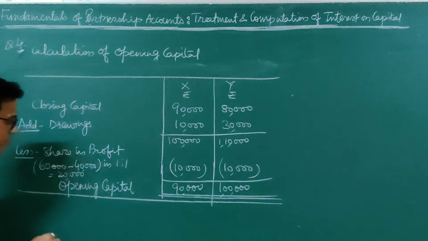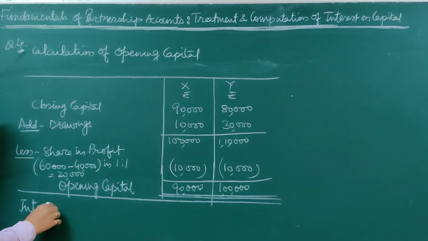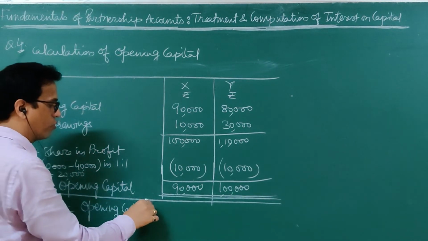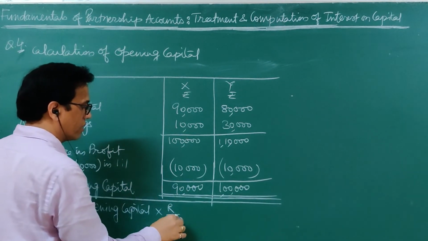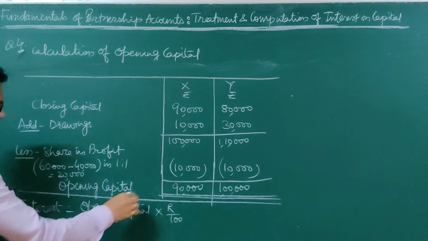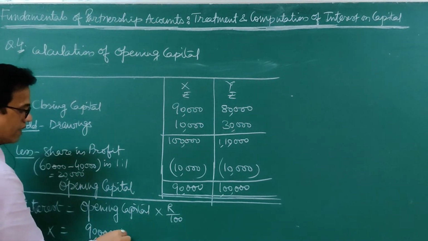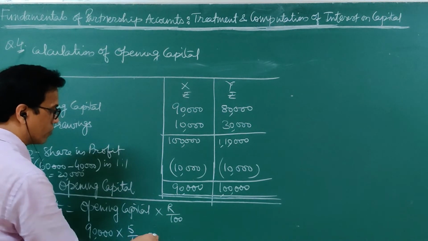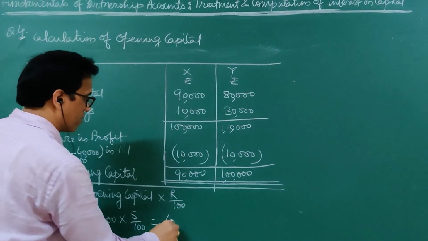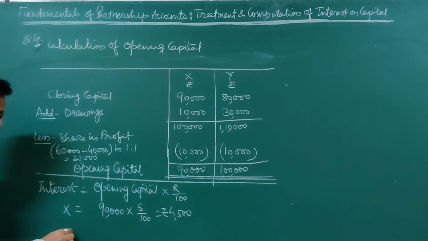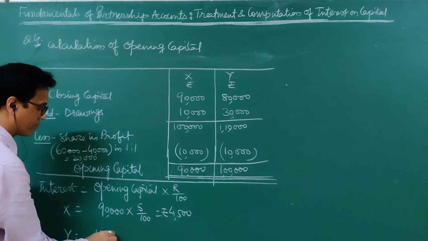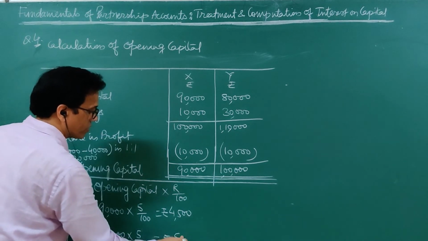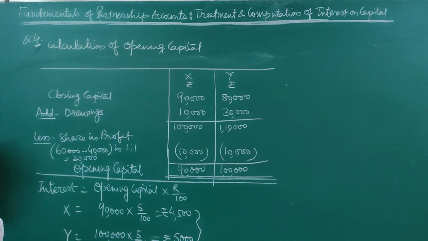Now, interest on capital formula. On opening capital we have to calculate. No information of additional capital, so we don't require to write the full formula. Only the part which is given we will use. For X, opening capital is 90,000 rupees and rate of interest is 5% per annum. So 5% on 90,000 rupees is 4,500. And for Y, he has 1 lakh rupees into 5%, that is 5,000 rupees. So this way, this is our answer to the question.